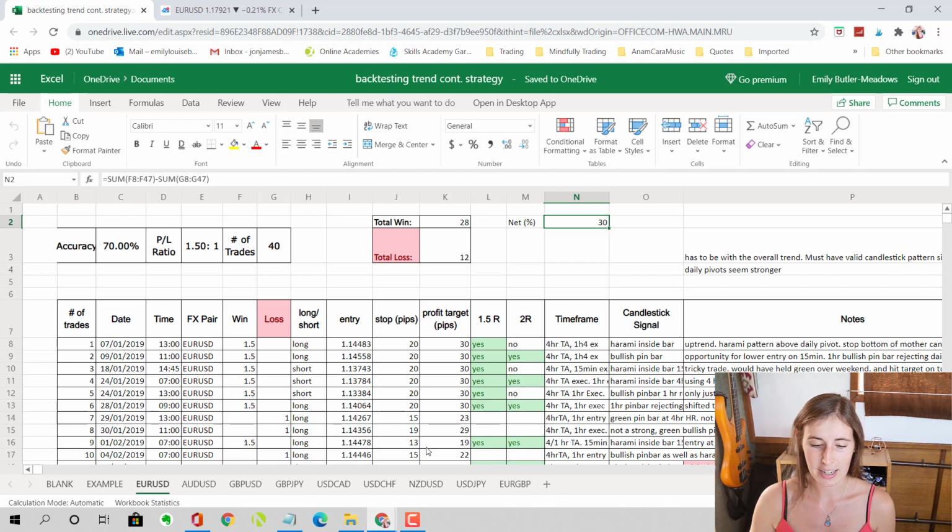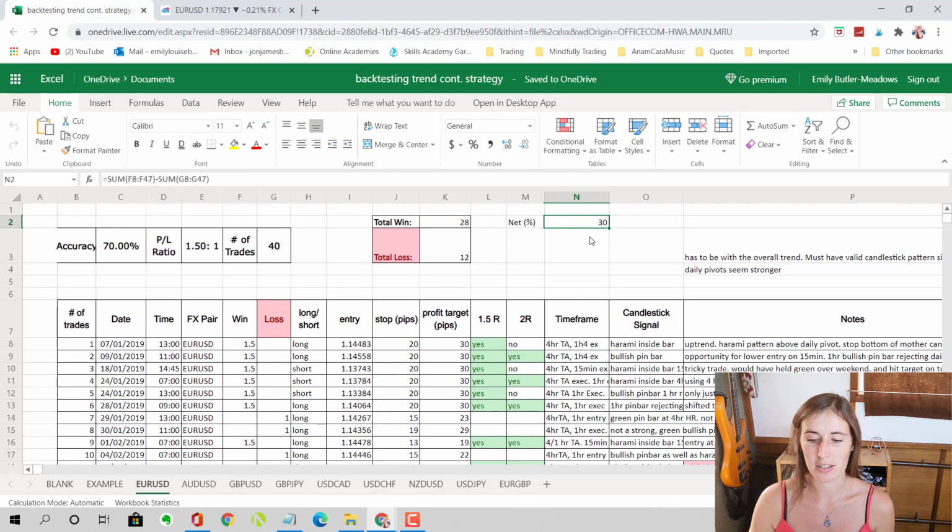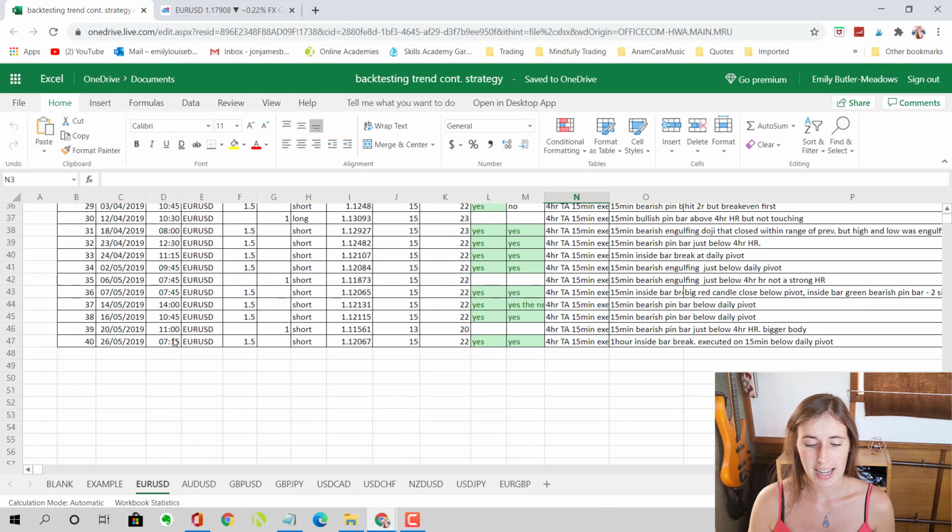So theoretically, by the time I get to 60 trades, we should have another 15 net on there. So we should be at 45% net come 60 trades. And then 80 trades should be at 60% net. I'm thinking I'm going to carry on, and when I get some spare time, just try to add to this.